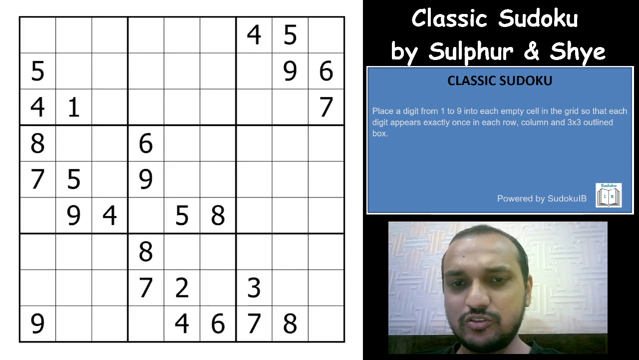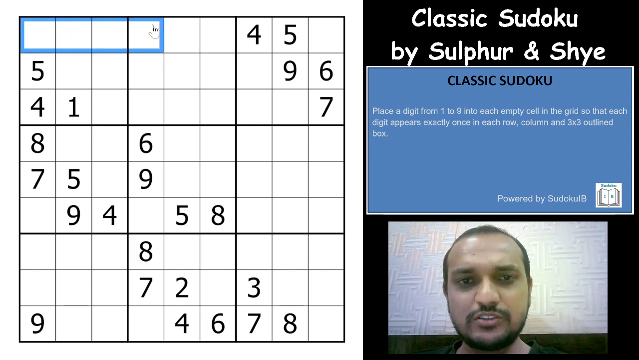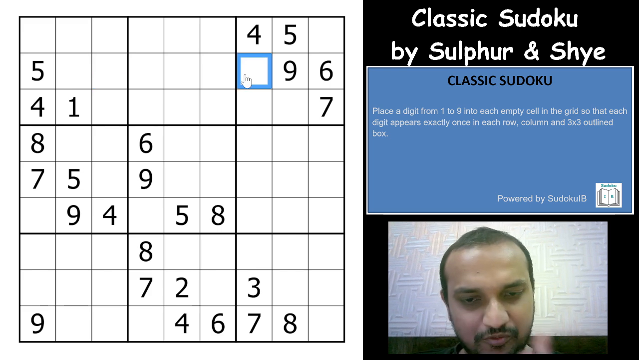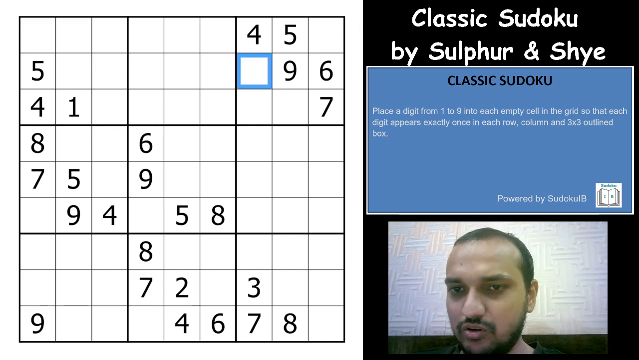And now coming back to this Sudoku. Classic Sudoku rules apply. You need to place digits from 1 to 9 in each row, each column and 3 by 3 box without repetition. Apart from that, let's start solving this Sudoku.